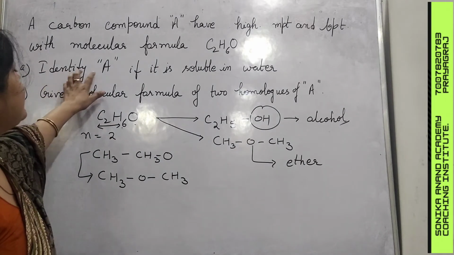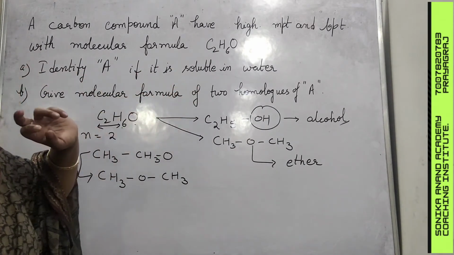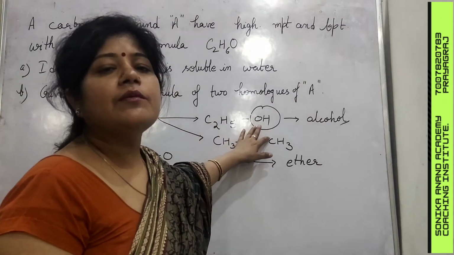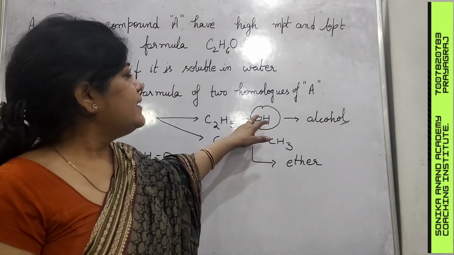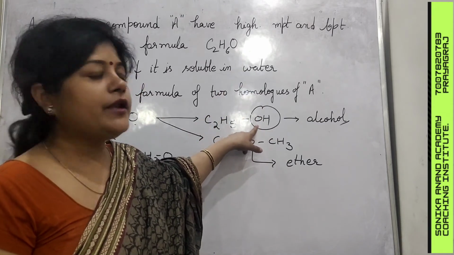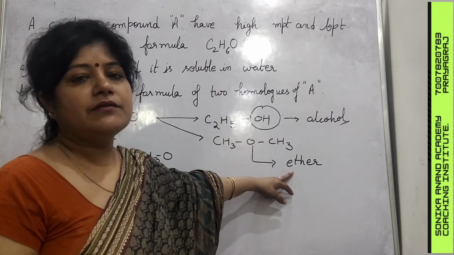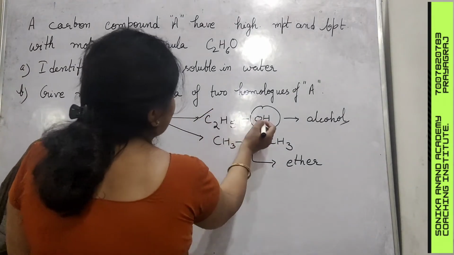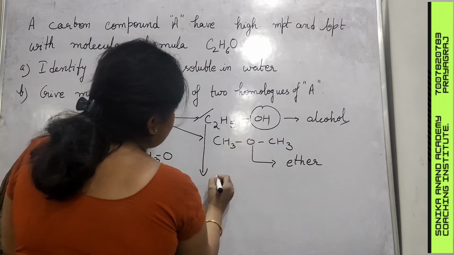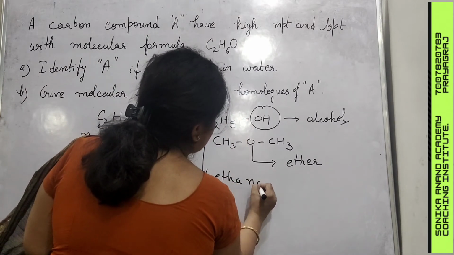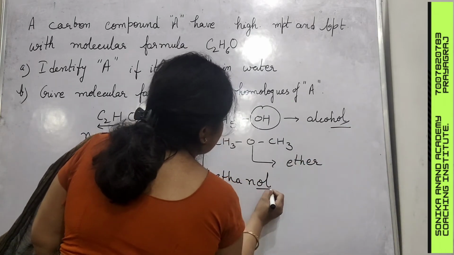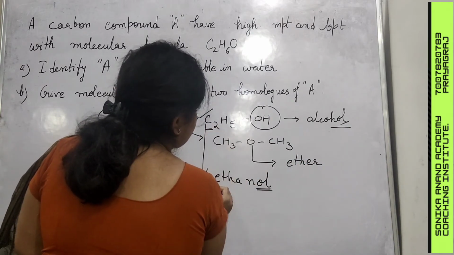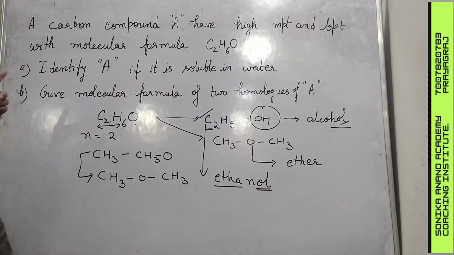Now again it is given, identify A if it is soluble in water. Now as we know that alcohols are more readily soluble in water and they also have high melting and boiling points in comparison with ether. Okay, so the compound A is C2H5OH and its IUPAC name becomes ethanol, because for every alcohol we write the suffix ol, and here it is C2, so it becomes ethanol. So okay, the compound A is ethanol. Clear?